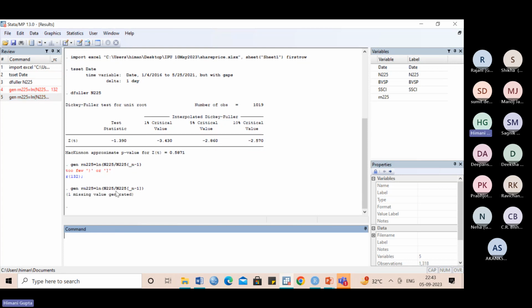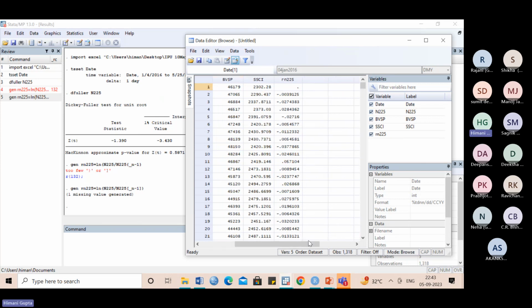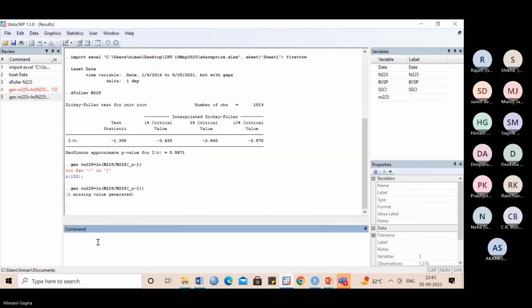Okay, now the log term is created. Now you can see it over here. Your Rn225 is created over here. So I have created the return series. Now I'm going to work on this return series. Till now, you can see how I've created it. I've used the same command, natural log of the original time series, that means at time t divided by t minus 1. Now, any doubt till here?